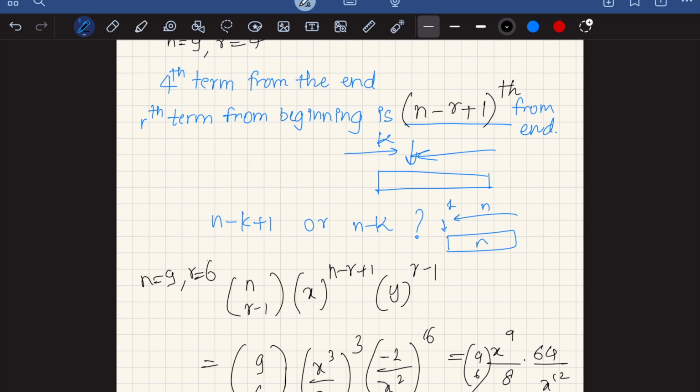Okay, so we will do one more example of this kind. Here the question is slightly different. You're given this binomial expression, and the question we are asking is: find a term which is independent of x. What do I mean by that?